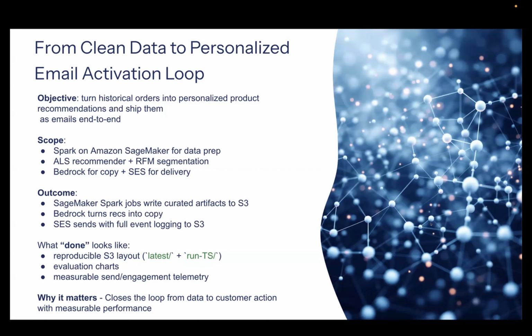A key part of this is reproducibility. Every run writes to S3 under a timestamped prefix, and the latest folder always points to the newest good run. We also publish evaluation charts and send engagement events to a landing S3 for measurement. That's how we make sure the system is not just working, but provably working. Next slide, please.